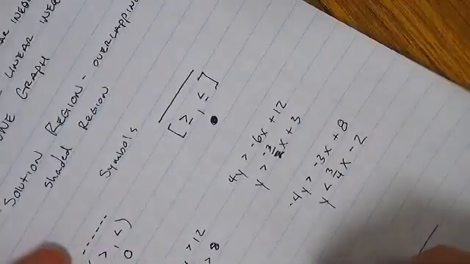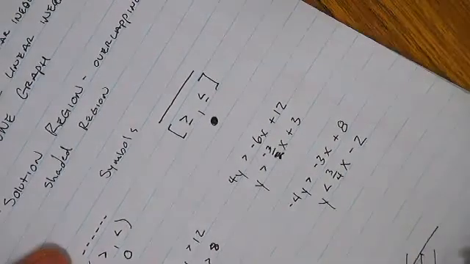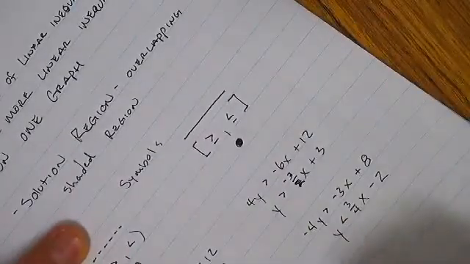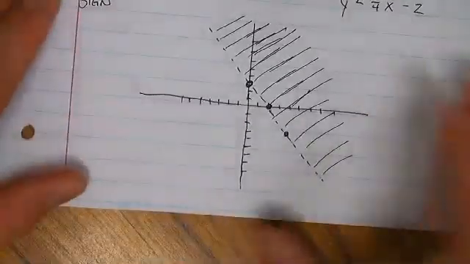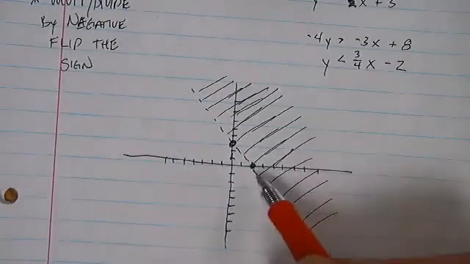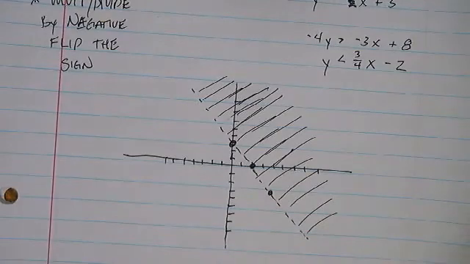And again, I'm just going to keep perpendicular shading. Now you can get as fancy with this shading as you want to, but I'm a minimalist, so we're just going to do the perpendicular lines to what's there. All right, so there's that one. Anything on that side of the line, and not including the points on the line, can't be on the line for solutions. That is going to be my shaded region.